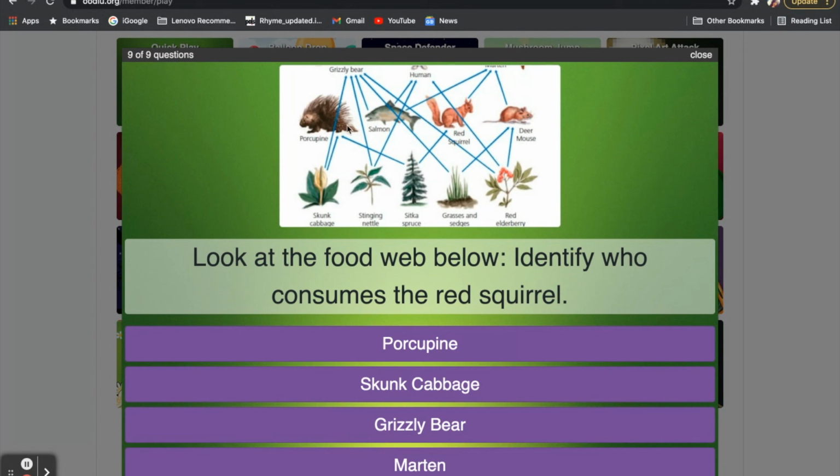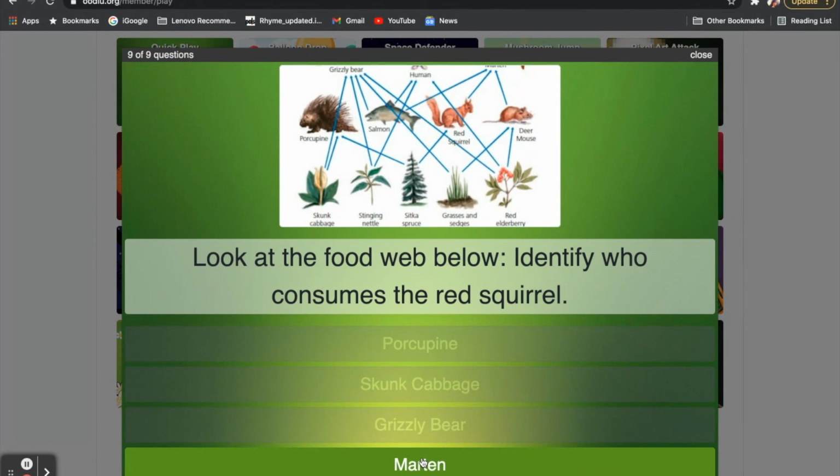Can't be the porcupine. There is no arrows pointing from the red squirrel to a porcupine. And plus, a porcupine is an herbivore. And it can't be a skunk cabbage. The skunk cabbage doesn't need to eat anything. He's a producer. He makes his own food. And it's not the grizzly bear. The grizzly bear has other food that it likes to eat.